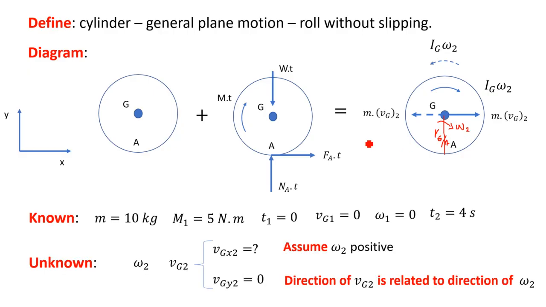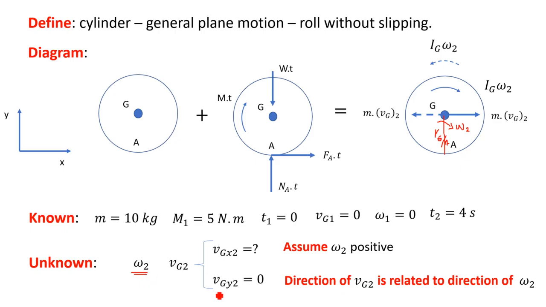So the knowns are, first the mass, second the moment, third the time 1, fourth the velocity g1, fifth the omega 1, and finally the time 2, which is 4 seconds. What we need to find is omega 2, and then from there, of course, we can find the velocity 2, because the velocity 2 is equal to omega 2 multiplied by r.